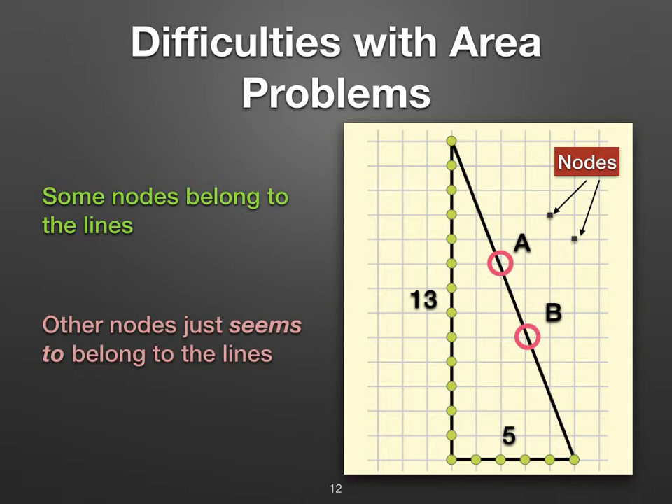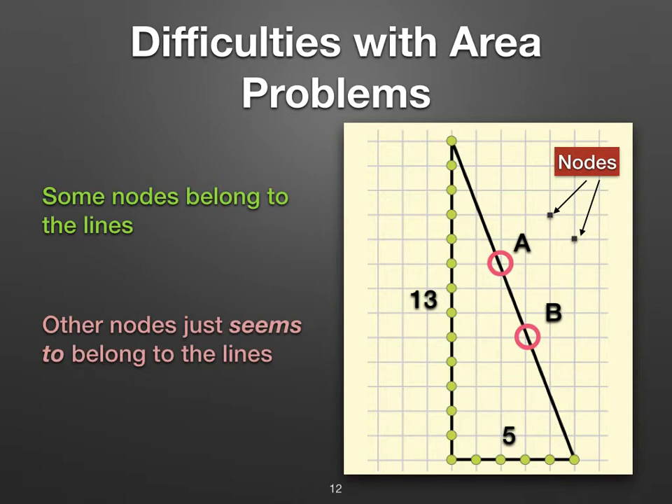Students make mistakes when using nodes, the points where the graph paper lines intersect. In this triangle, the hypotenuse does not go over the nodes A and B, but a lot of the students believe it does, and try to use it for solving area problems. The non-zero thickness of real drawn lines creates this confusion.